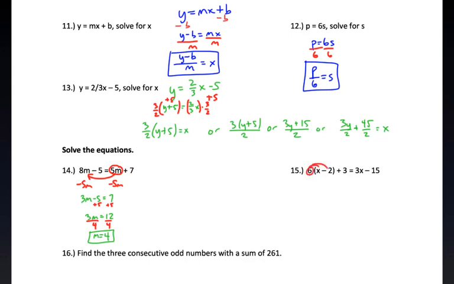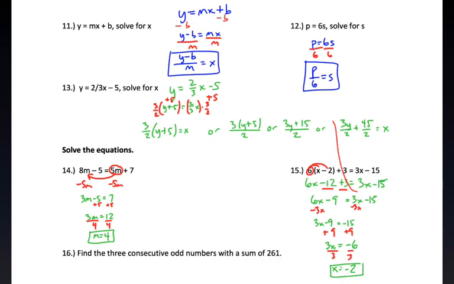On the next one, I'm going to distribute 6x minus 12. The next thing, I have some like terms on the left side of the equation, two constants. When they're on the same side of the equation, we need to combine them. 6x minus 9 equals 3x minus 15. Now I need to get the x's on one side, the constants on the other, divide by 3 on both of those, we get x is equal to negative 2.